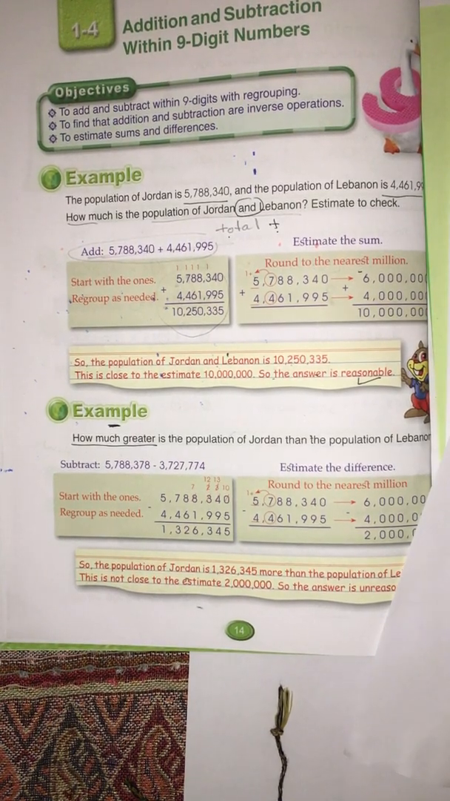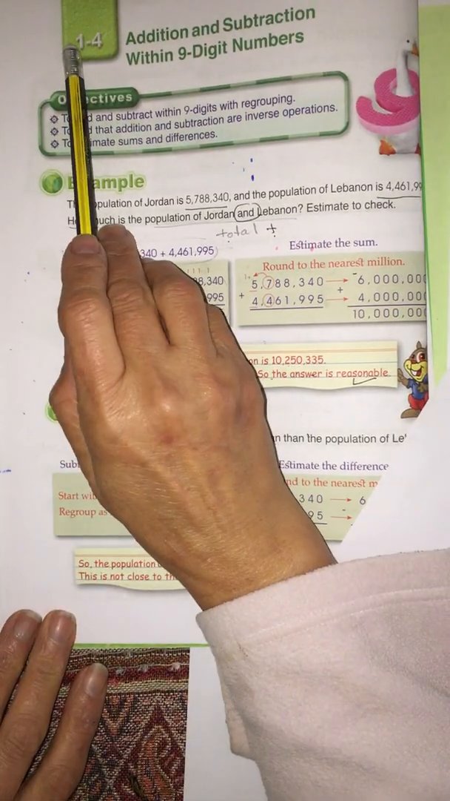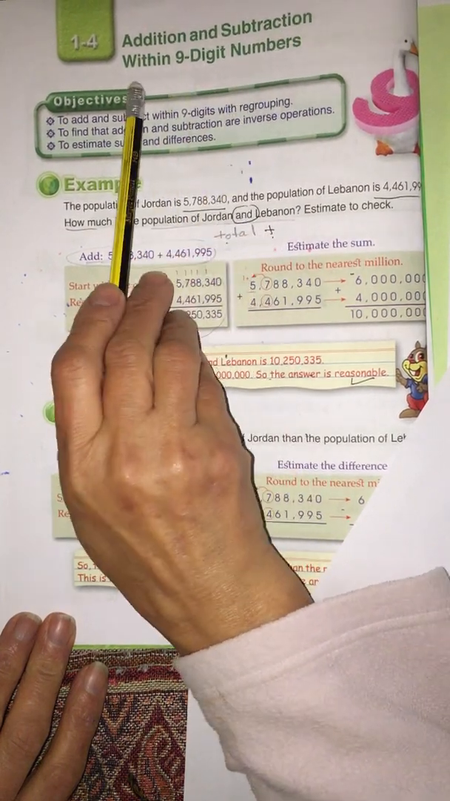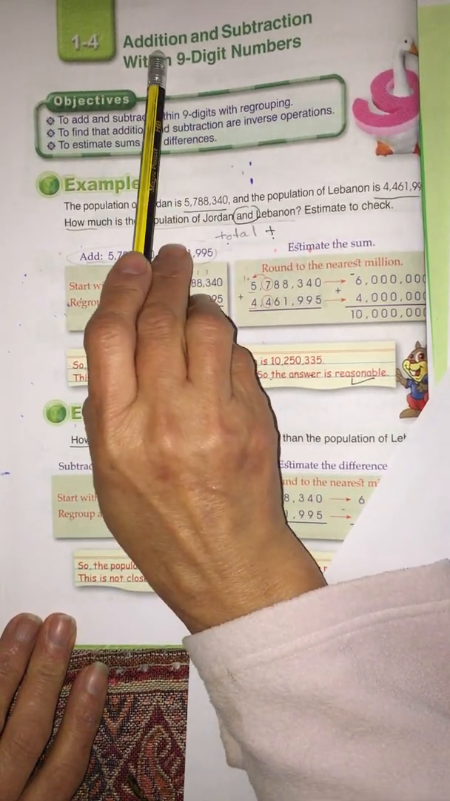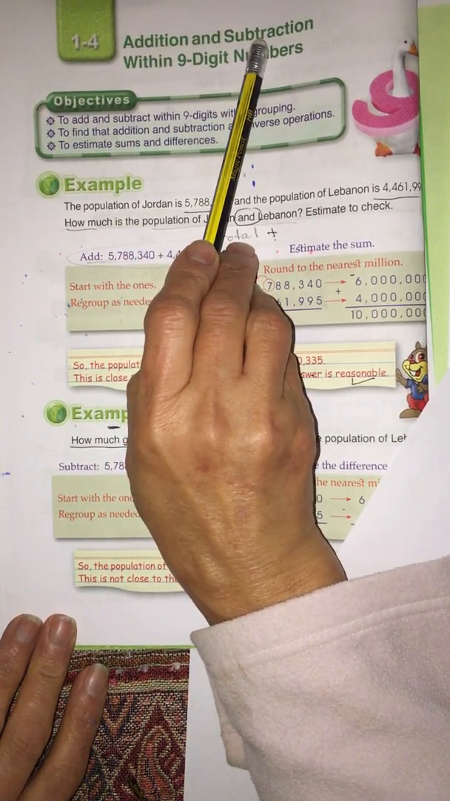Today we are going to start a new lesson. It is chapter 1, lesson 4. The title of my lesson is Addition and Subtraction within 9-digit numbers. Addition means a plus, يعني زائد. Subtraction means minus, يعني ناقص.